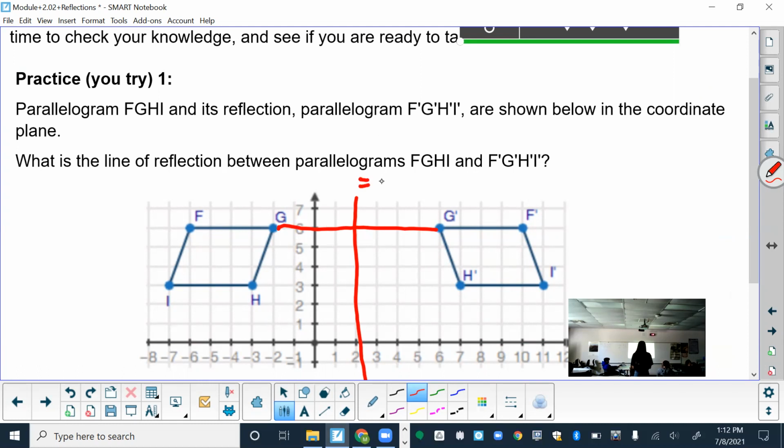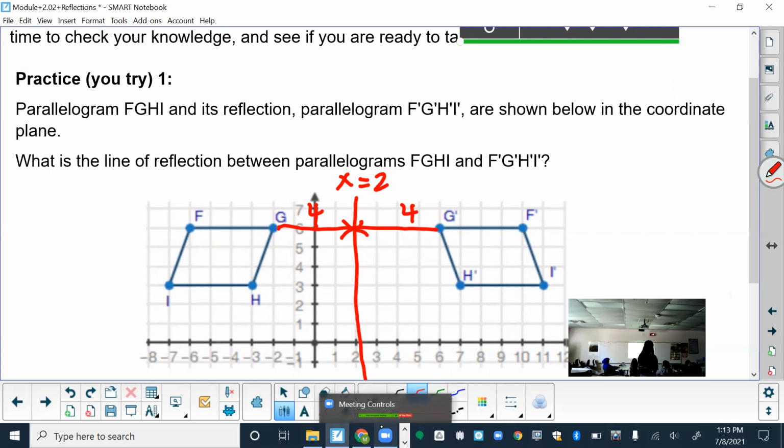Something equal to 2, right? Should be the x values all equal to 2 at that line. So since this goes here, they're both 4 spaces away. The line of reflection goes where x is equal to 2.